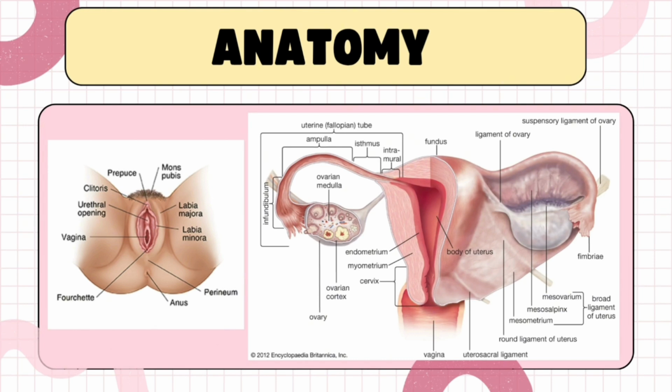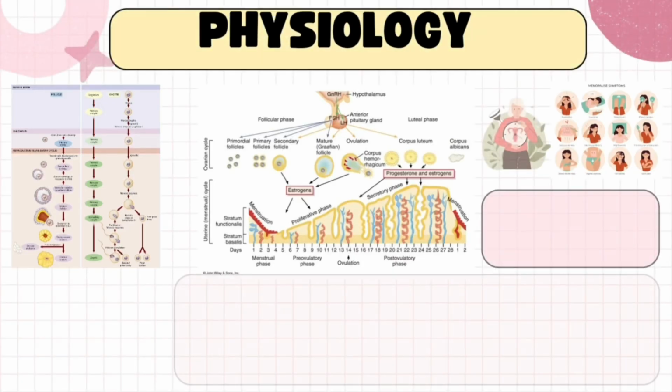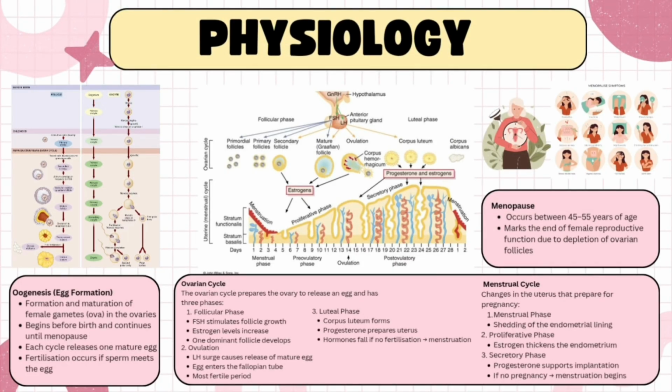The fallopian tubes transport the eggs from the ovary to the uterus and are the usual site of fertilization. The uterus is a muscular organ where implantation and fetal development occur. Meanwhile, the cervix connects the uterus to the vagina, while the vagina serves as the birth canal and receives sperm during intercourse. Now, let's move on to the physiology.